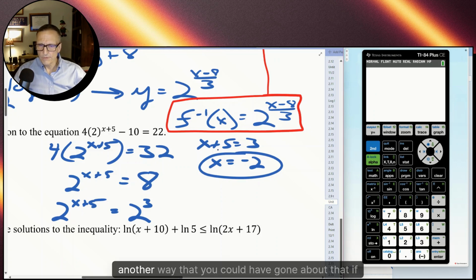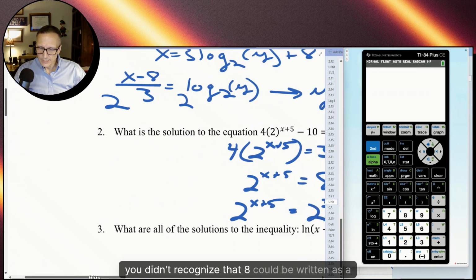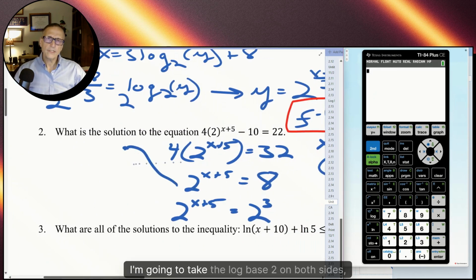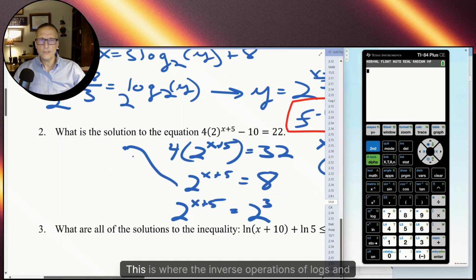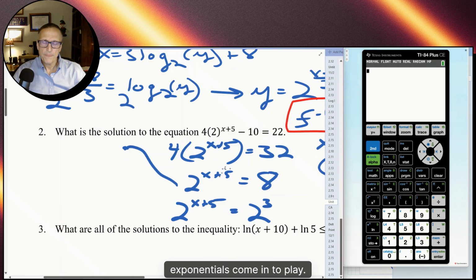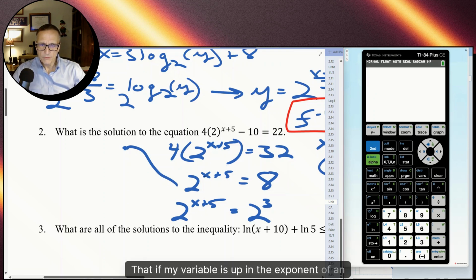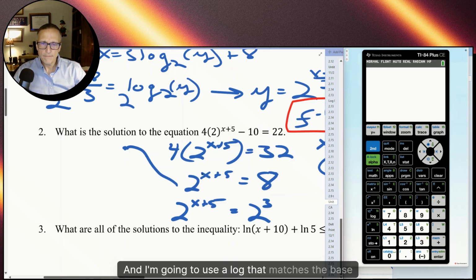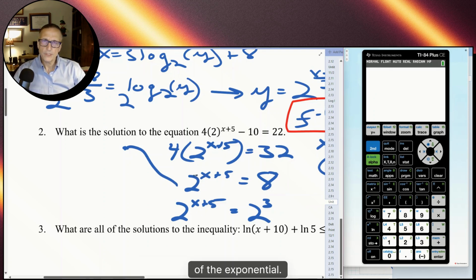Now, there is another way that you could have gone about that. If you didn't recognize that 8 could be written as a power of 2, what you could have done is say, well, I'm going to take the log base 2 on both sides. Right? This is where the inverse operations of logs and exponentials come into play. If my variable is up in the exponent of an exponential, and I'm trying to solve for that variable, and I need to get it out of the exponent, I'm going to use the inverse operation of exponential, which is a logarithm, and I'm going to use a log that matches the base of the exponential.